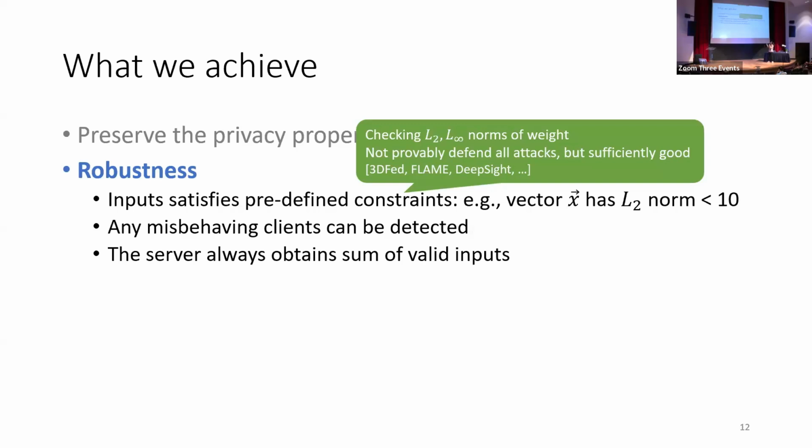Next, we can detect any misbehaving clients in the protocol. If a client does not follow the protocol, the server will be able to know that this client is malicious. The last one is a strong property: if any client sends a bogus weight to the server, the server is not only able to detect it, but can also remove this input from the sum. This means we achieve guaranteed output delivery, so the server can always output the model even if some clients act arbitrarily maliciously in the protocol.